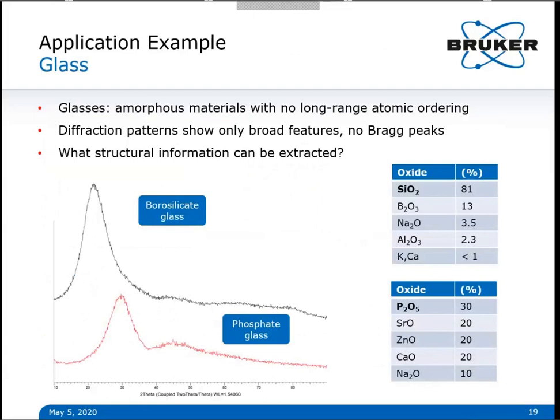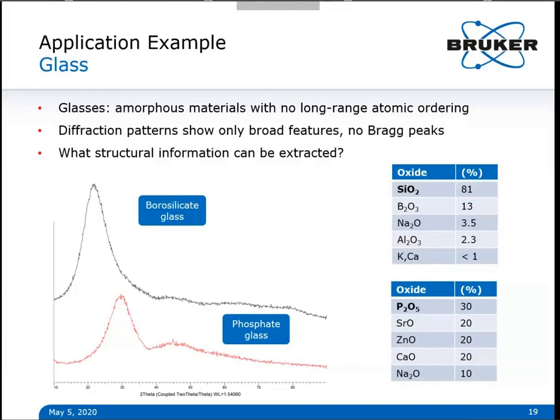So let's have a look at an example of an amorphous material like glass. What I'd like to do now is briefly run through from measurement to PDF and how we can use PDF analysis for an example like this.